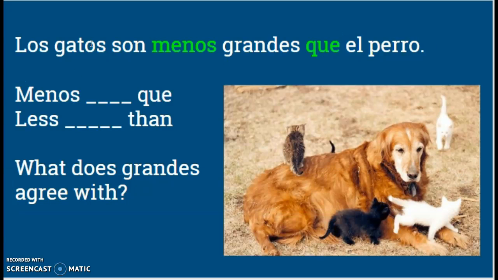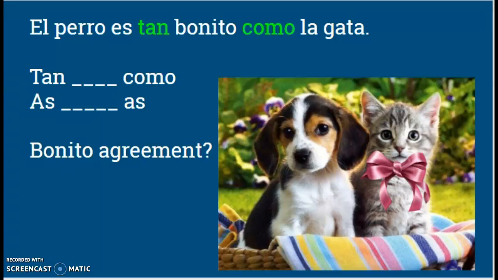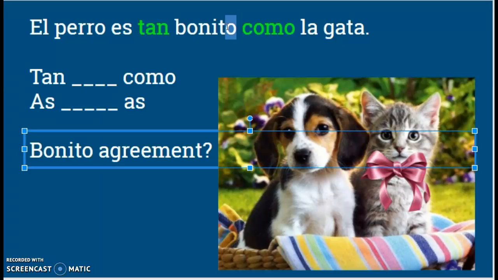Also notice since gatos are plural here, ending in S, I had to make grandes plural as well because it's referring back to our subject, the gatos. El perro es tan bonito como la gata. So here I have a male dog and a female cat that's wearing a pretty pink bow. So bonito is masculine to agree with the dog.